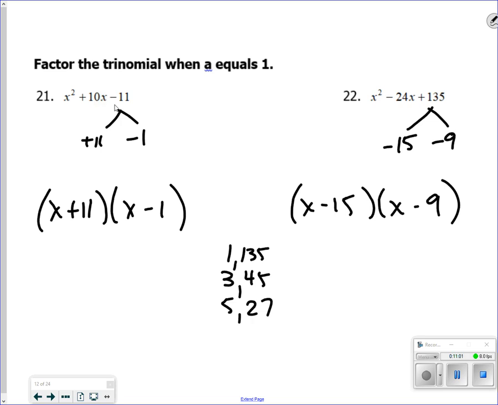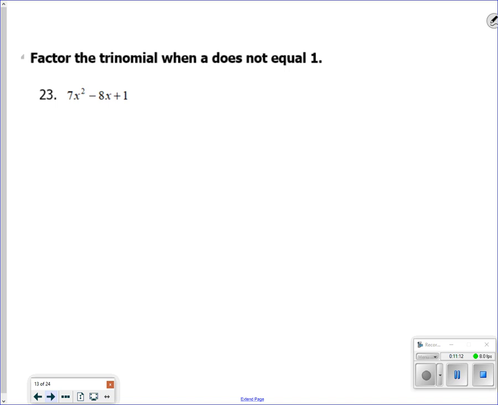Divide by 6. Divide by 7. Divide by 8. Divide by 9. And now I've said, oh, look, 9 and 15. That would work for me. Next one. Now we're going to put a number in front.